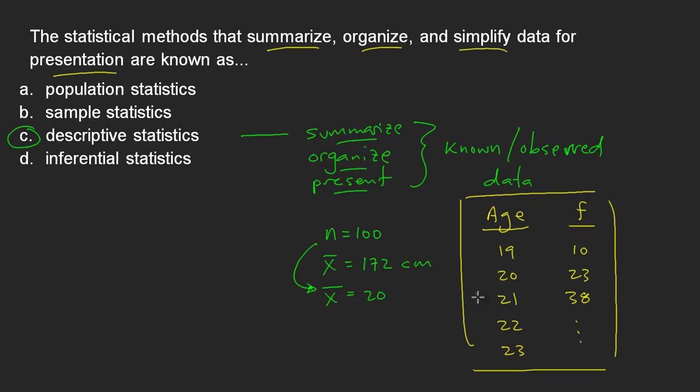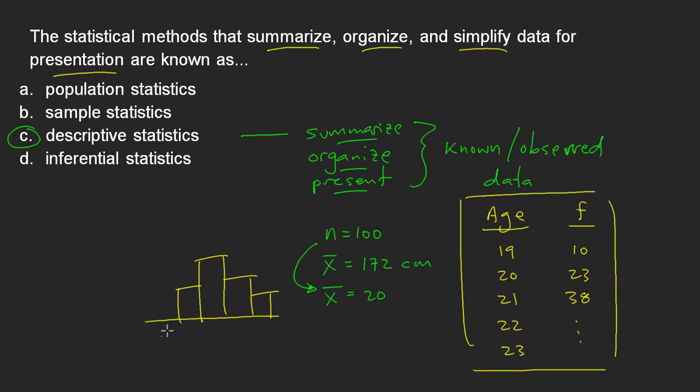This is not as large, I'm not giving all 100 values here. Instead, I'm summarizing it into a small table. But again, this is descriptive statistics. With descriptive stats, we deal with what we've actually observed, so our known data, and we summarize, organize, or present it. Graphs also fall into the category of descriptive statistics.